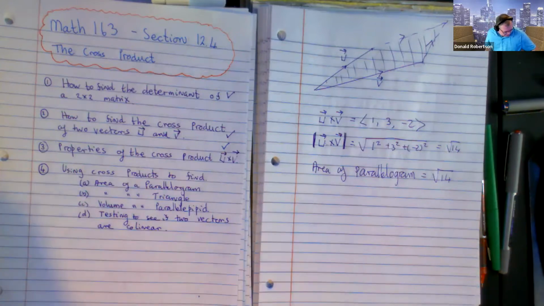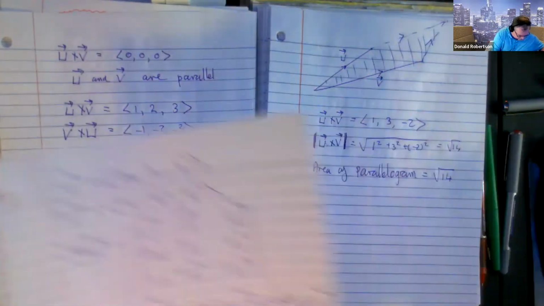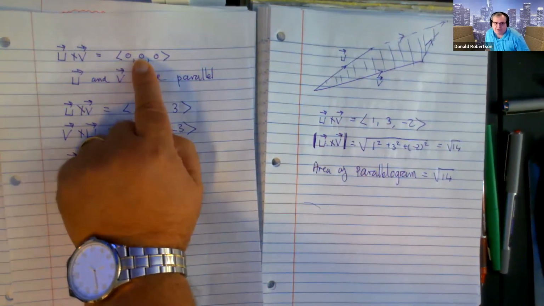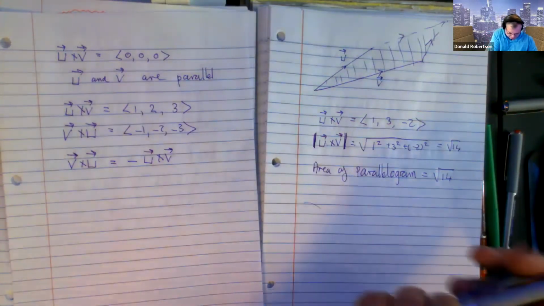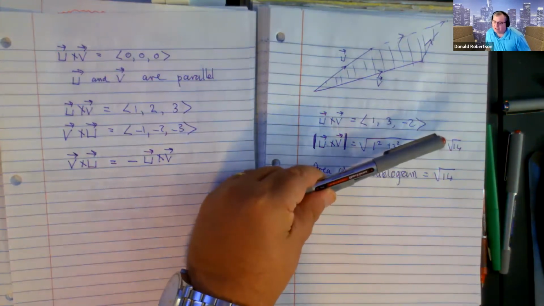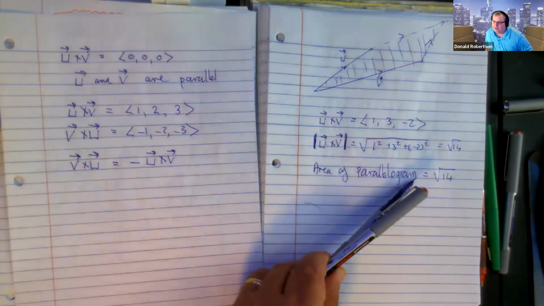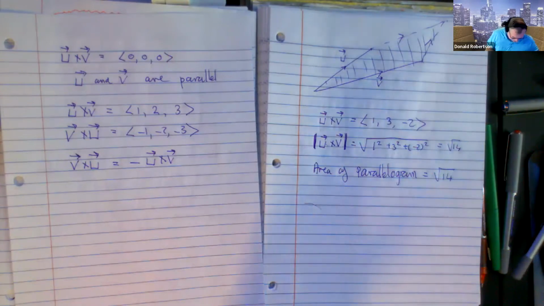Now, remember that guy that we did where the cross product was 0, 0, 0? If you find the magnitude of the 0 vector, isn't the answer 0? If you had two vectors that are parallel, would you agree the parallelogram wouldn't exist? It would have an area of 0. Do you see there's a small overlap between this property and that one? So, parallelogram.